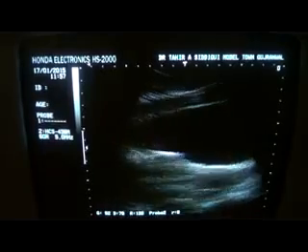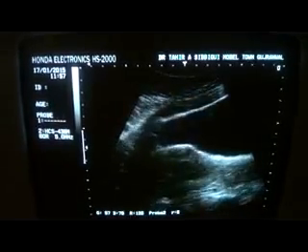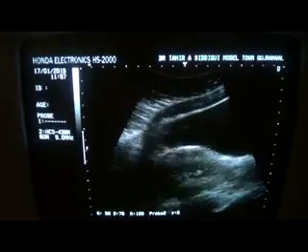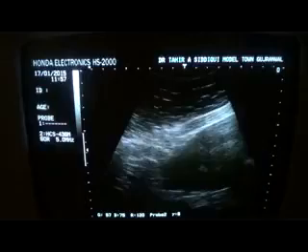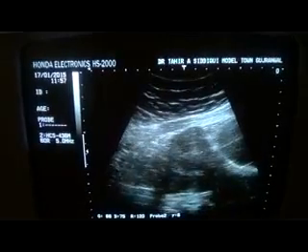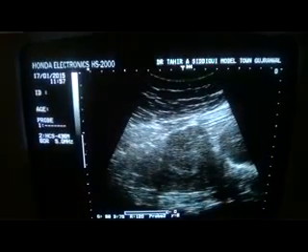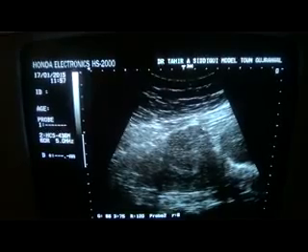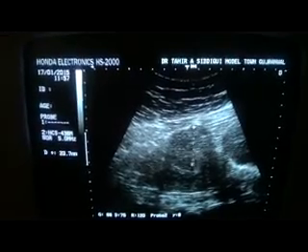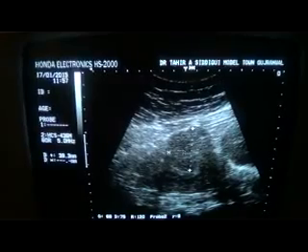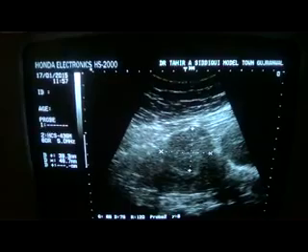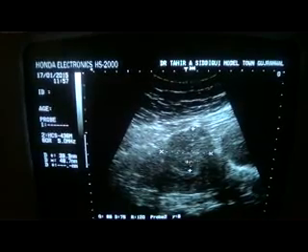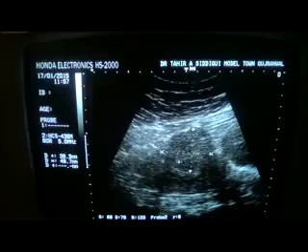Now as I move the probe superiorly and anteriorly, I see that there is a fibroid seen at the upper segment of the anterior myometrium, anterior wall, measuring 3.9 by 4.6 centimeters. This is the fibroid. A hump you can see.